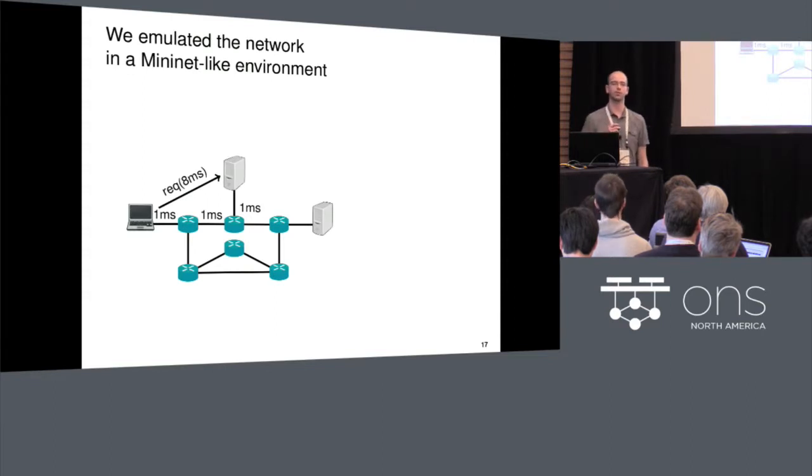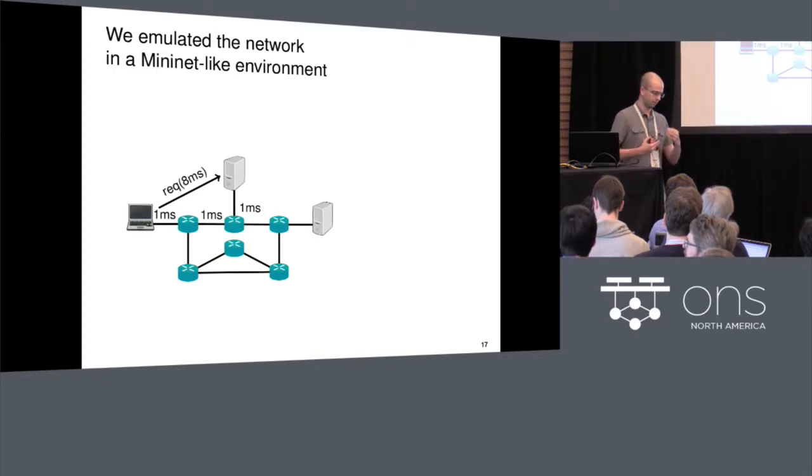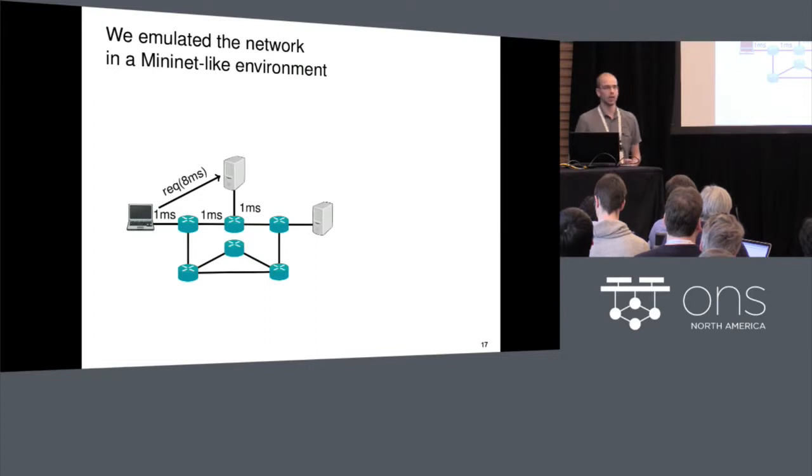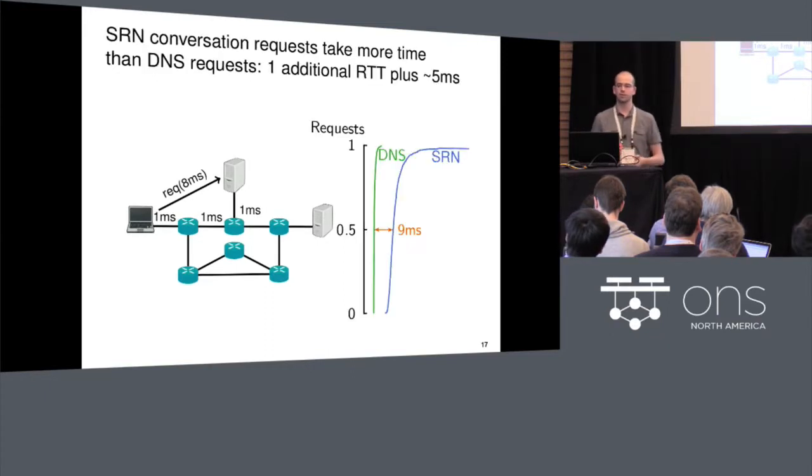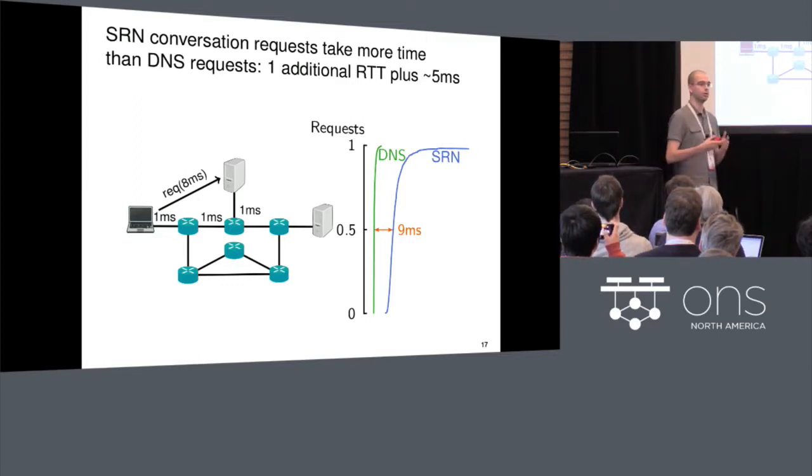And so, for the next experiment, we tried to measure the latency between the DNS request and the DNS reply that comes back to the end host. And for that, we emulated the following network in a Mininet-like environment. And we compare it with regular DNS requests, which are made to a regular DNS resolver. And we observe one additional RTT plus 5 milliseconds.